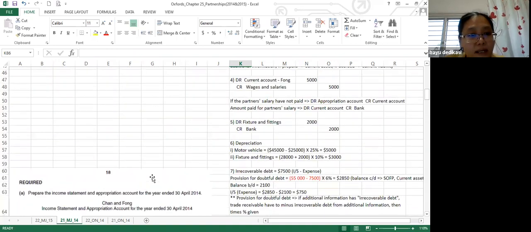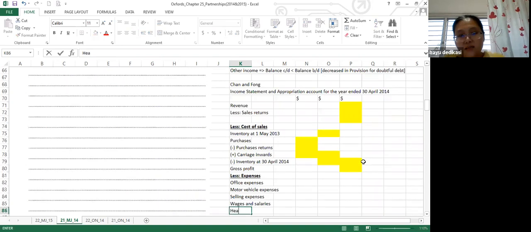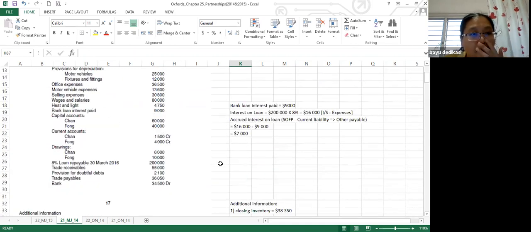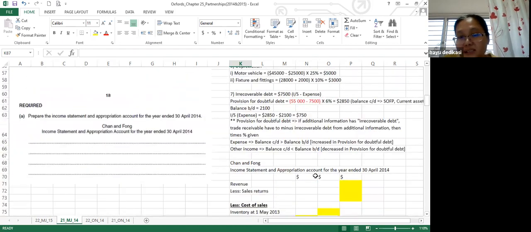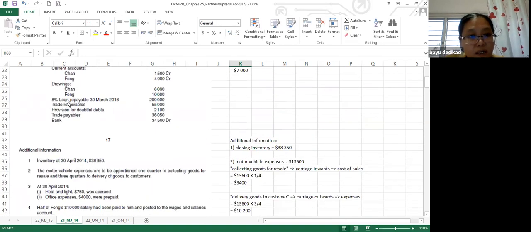Okay, next is heat and light. Okay, next is bank loan interest, but don't write pay, just write bank loan interest, because the amount you're taking is not the pay amount, it's the total for the year. Bank loan interest. Okay, next, what else do we have?